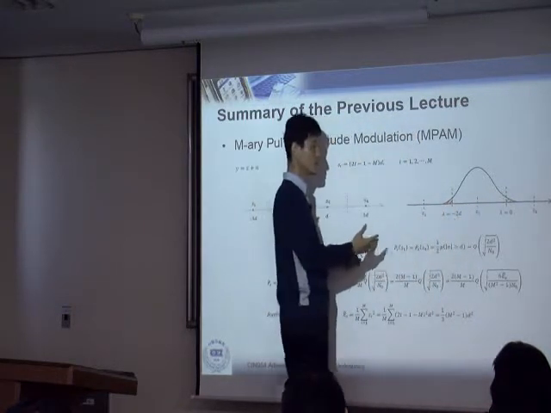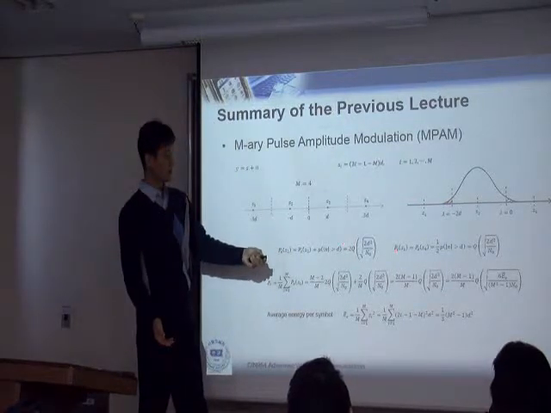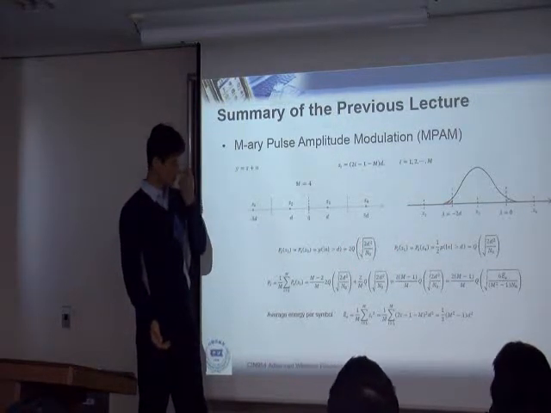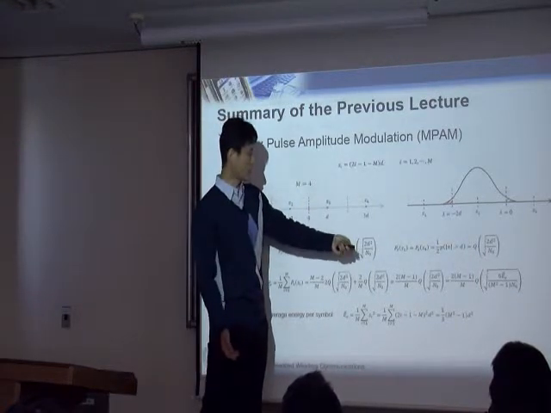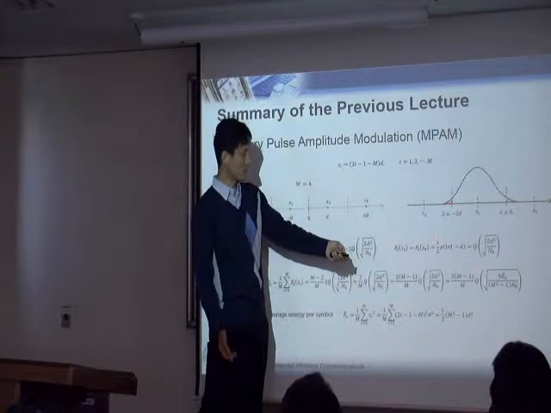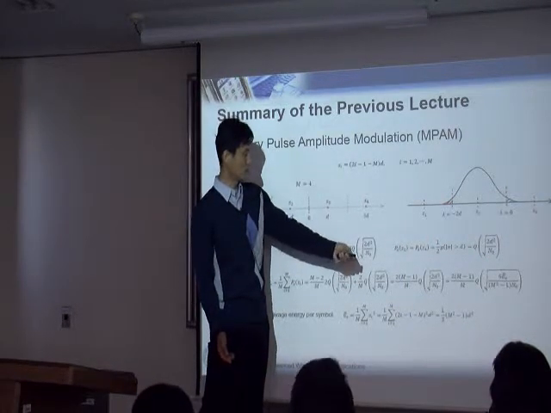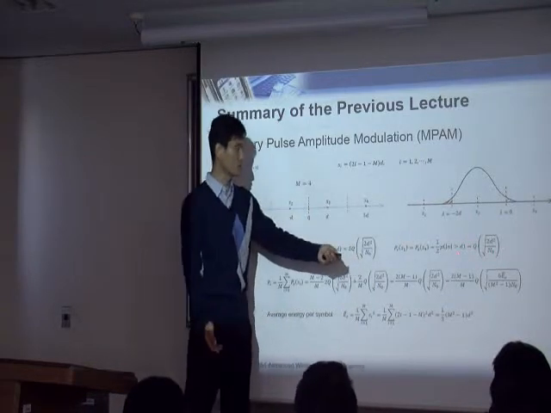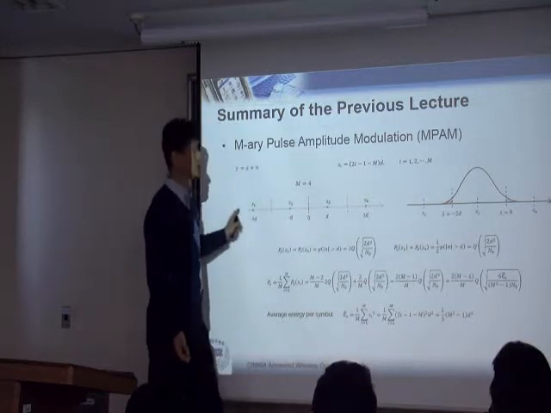Again, it's a Q function. So if you add these two together, that's going to be this one. We have a 2 right here, right? Because we have two error cases. However, for outer points, now we know that this is half of this. Here we have 2, but here we have 1. So this one is the error for the outer points, these two.